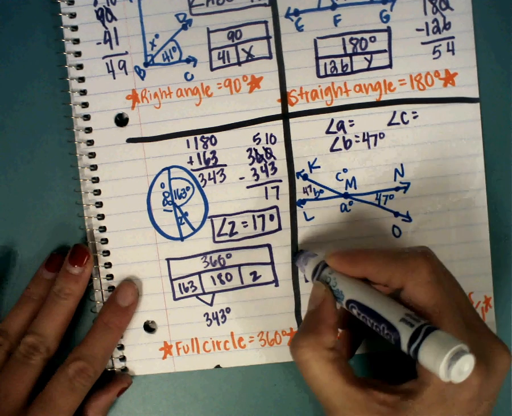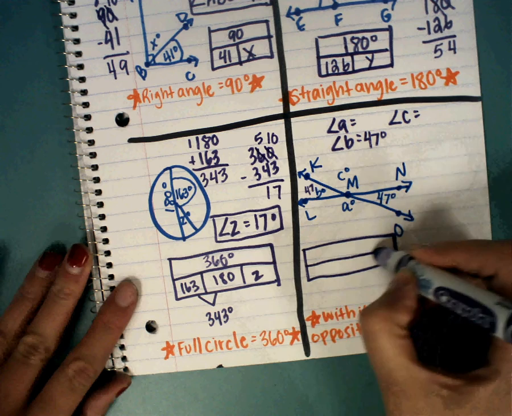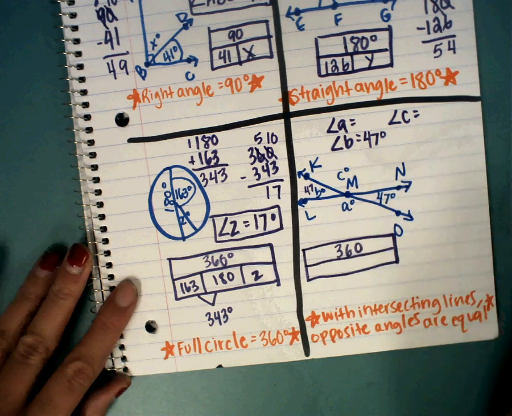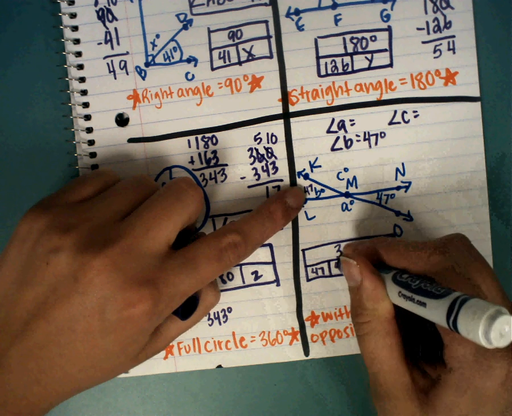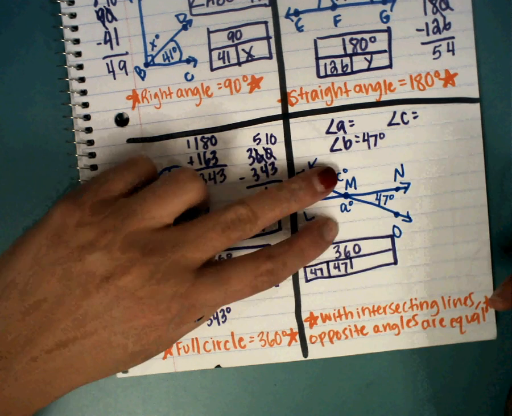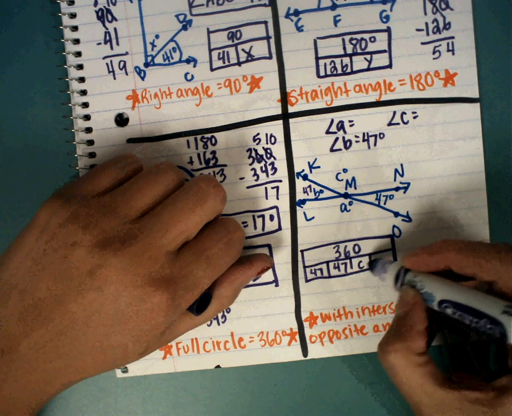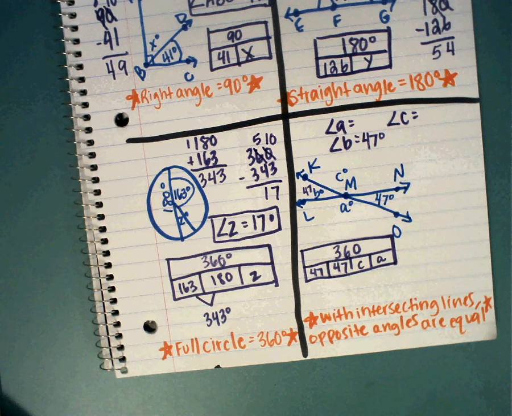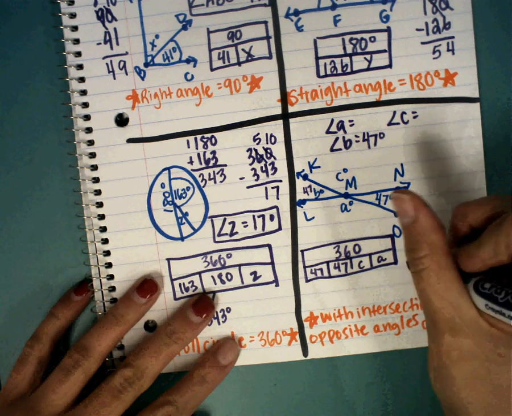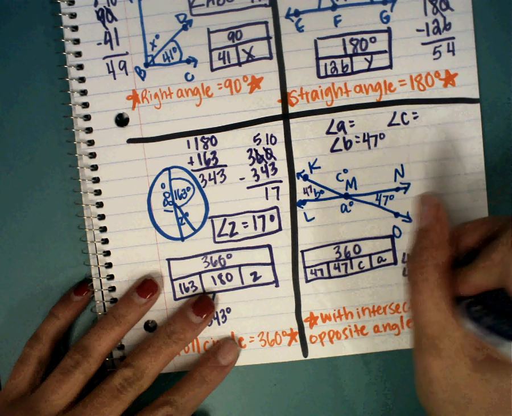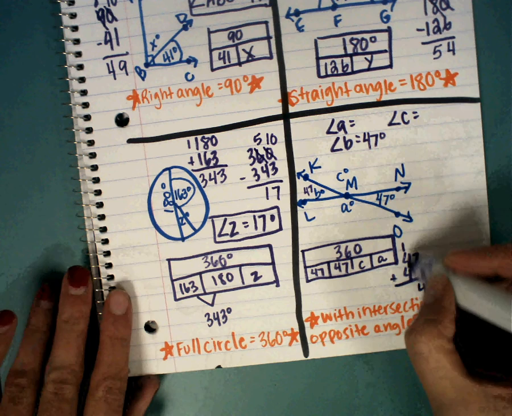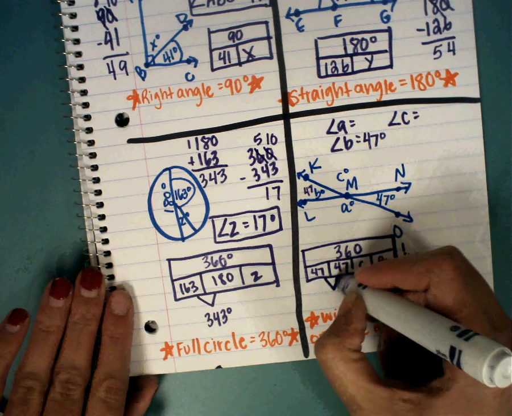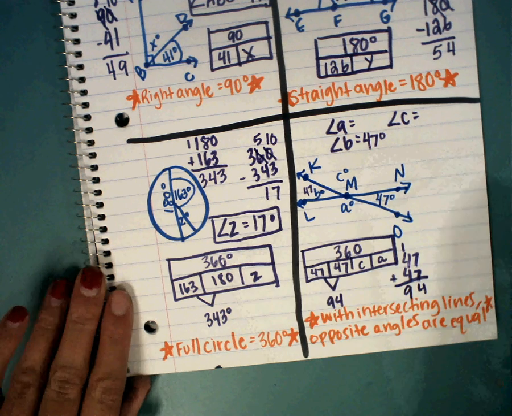So if my strip diagram looks like this, I have everything together is going to equal 360. I have 47 and 47. And then I've got these two right here, C and A. Well, let's see what we could do there. First, we need to go ahead and add 47 plus 47, right? 7 plus 7, 14. 4 plus 4 is 8, plus 1 is 9. So this together equals 94.